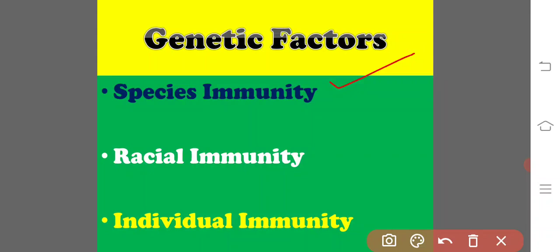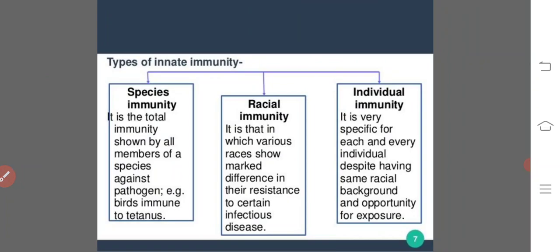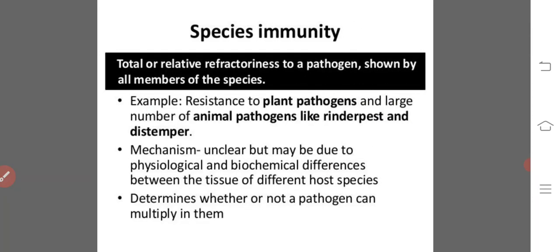The mechanisms of species immunity are not clearly understood, but may be due to physiological and biochemical differences between the tissues of the different host species, which determine whether or not a pathogen can multiply in them.